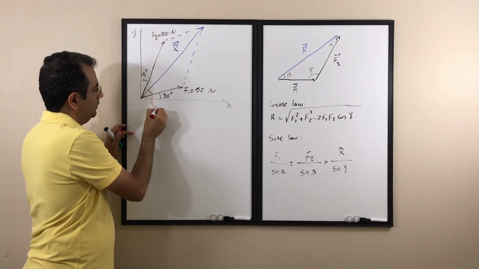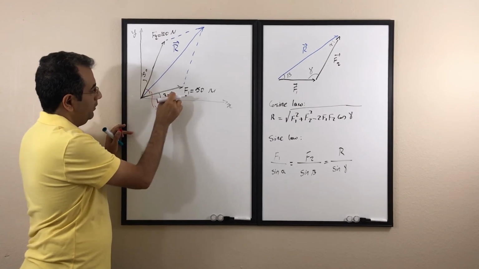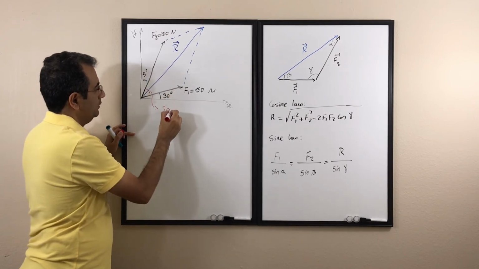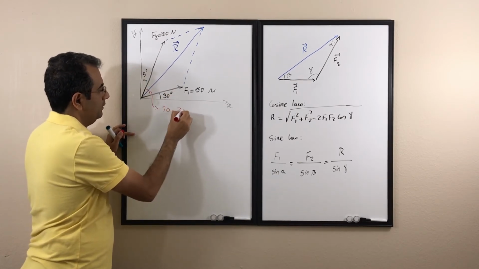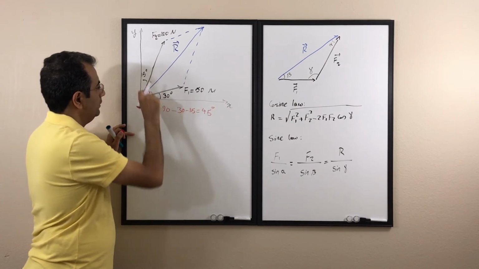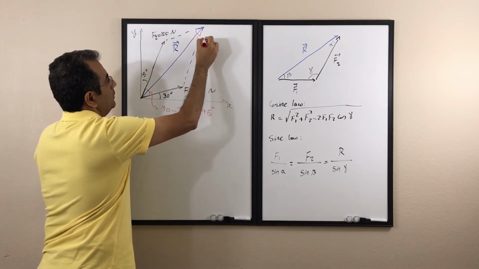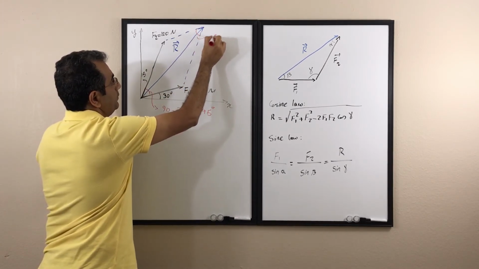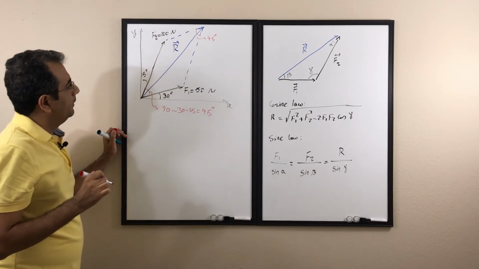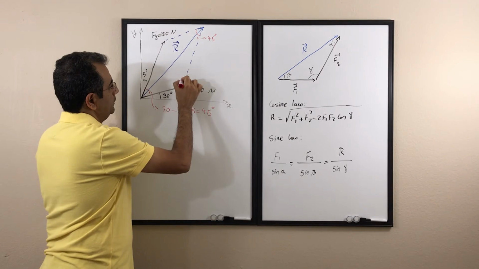One thing that very easily we can find is this angle. This angle is 90 degrees minus 30 minus 15, which comes to 45 degrees. So that's 45 degrees, and this is exactly the same as here, so it's also going to be 45 degrees there. The other angle we can find is this one.